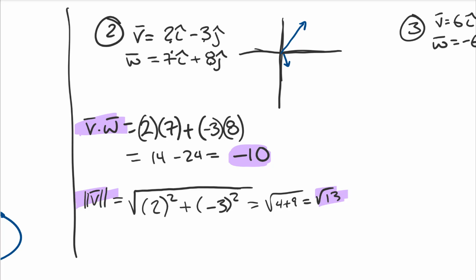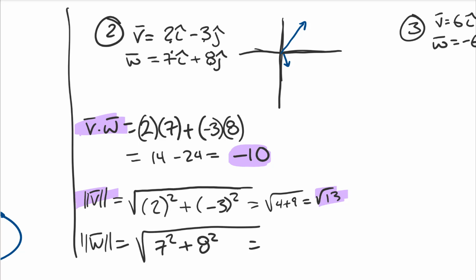Okay, keep going. For the magnitude of vector W, we take the 7 and the 8, square them, and add them up. So 7 squared plus 8 squared is 49 plus 64. Geez, you hear me with the calculator? I want to redo this because I wrote the wrong number down. That's the square root of 113.